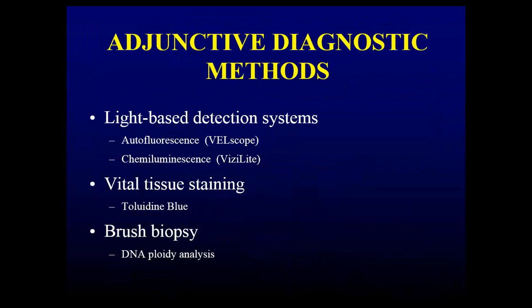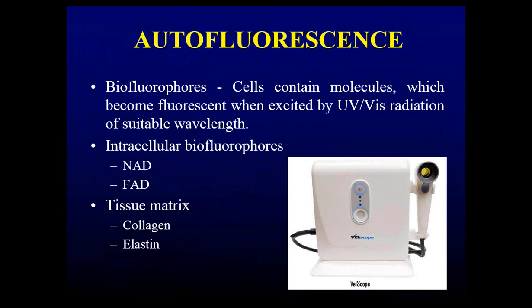So we can divide them into 3 categories. The first is light-based detection systems, in which we have autofluorescence, where the device is called Veliscope, and chemiluminescence, where the device is called Vizilite. Then we have vital tissue staining, and we use toluidine blue for that. And more recently, we have brush biopsy, which has been adapted for the oral cavity, and we can do DNA ploidy analysis on that. In the following slides, I'm going to discuss each individual test in more detail, giving you some clinical pictures and examples of how they work.